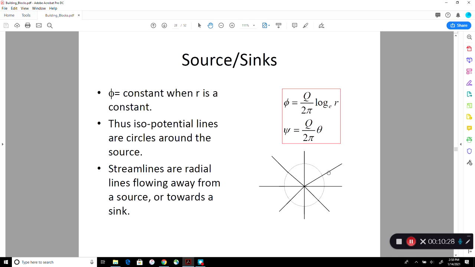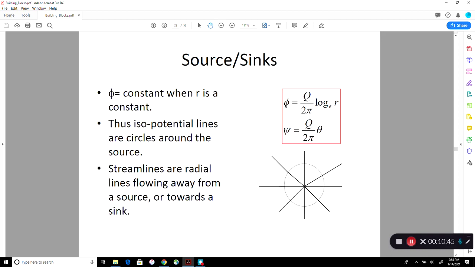Now, these lines are velocity potential, radial lines are the streamlines. Remember, velocity is tangent to the streamline. By our definition, velocity potential should be perpendicular to the streamlines. Therefore, these circles are the velocity potential lines.